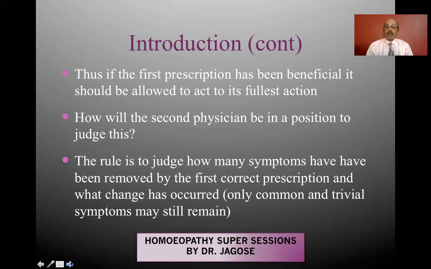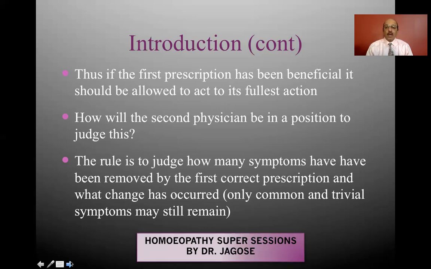So therefore, the first prescription given by the first doctor had made a good effect, but the doctor was in a hurry. He did not give enough time for the medicine to act completely, and he was in such a hurry that he had also changed the medicine. As a result, the case got spoiled and the patient was not happy, so the patient changed the doctor and went to the second homeopathic physician. So how will the second physician be in a position to judge this?